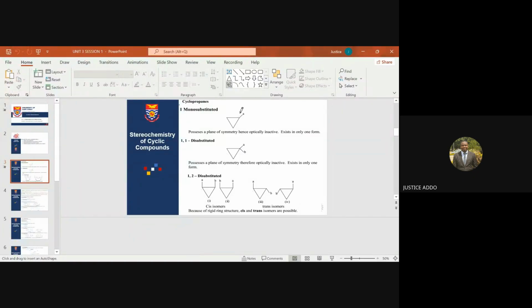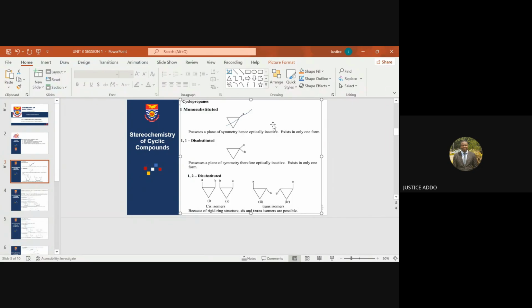You can have a plane of symmetry between them. Whether there's a chiral center or not, that is not our issue. You could see that if you have this, you can cut through where the substituent group is, okay, and get 2 equal fragments. Because you can cut it into 2 equal fragments through the substituent, it tells you that there is a plane of symmetry.